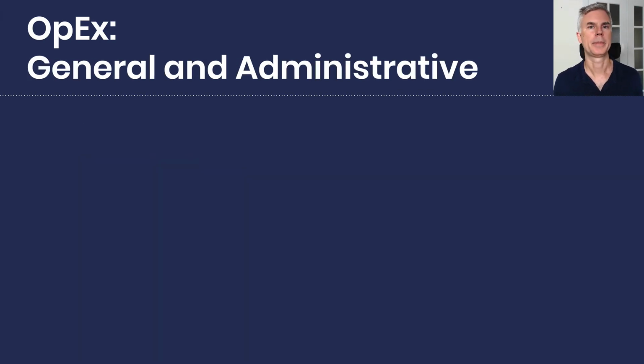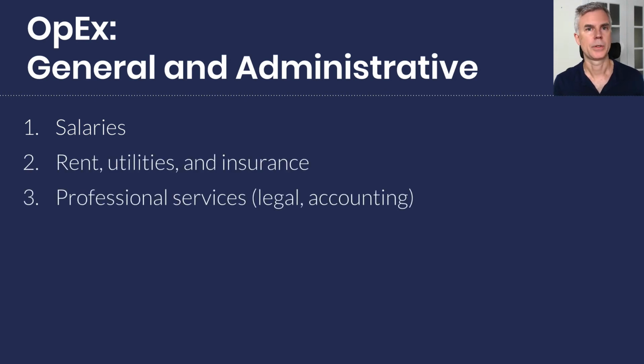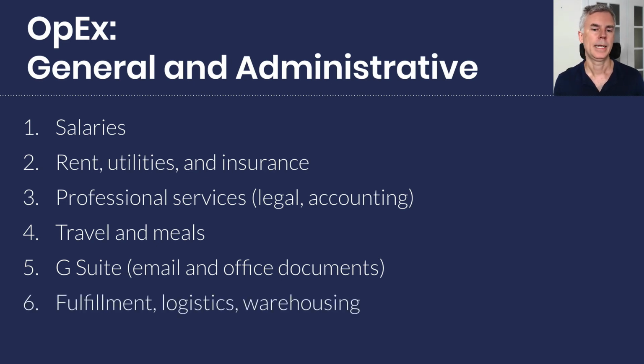So your customer service people, even though they work very closely with the development team, may be categorized differently from an accounting perspective. And the last category is general and administrative. Here, again, salaries are a big chunk of this. This is where our executive salaries live and also where our admin salaries live. Rent, utilities, insurance, professional services, our lawyers, our accountants, our bookkeepers, travel and meals. Also, our email, our Office docs, Microsoft 365, G Suite, and also our fulfillment, logistics, and warehousing.